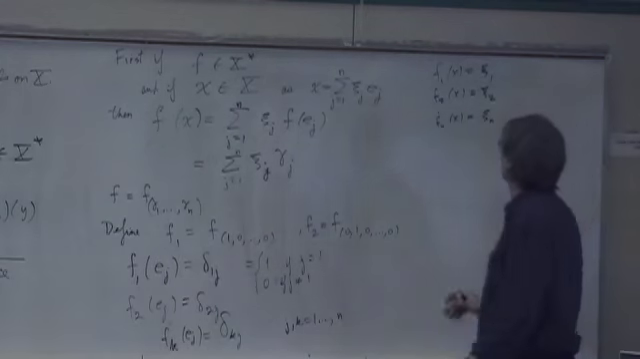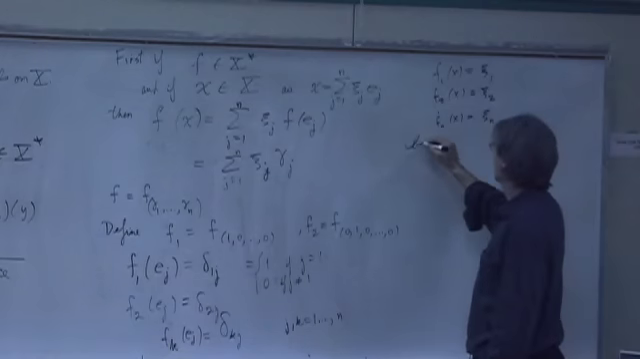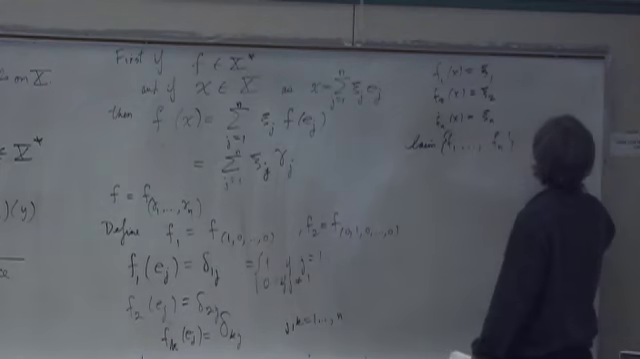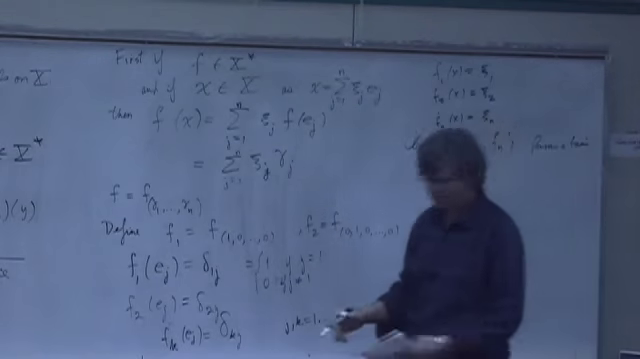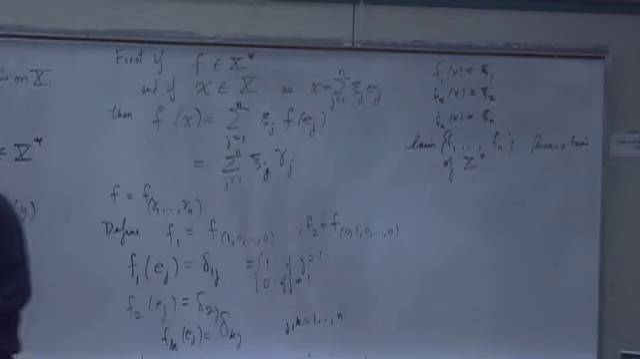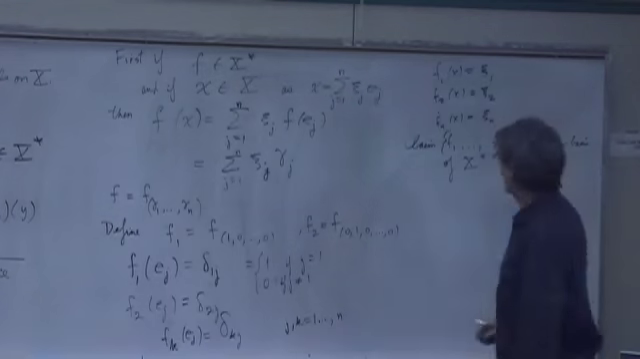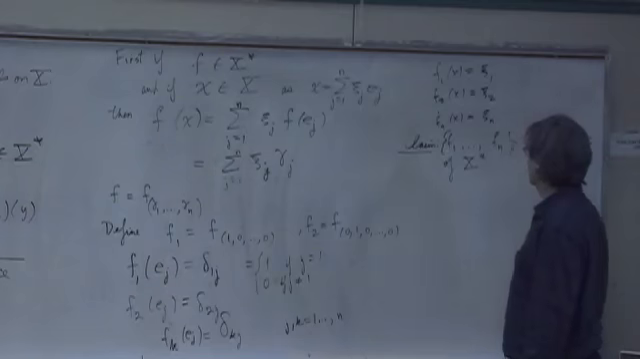Claim: these n linear functionals form a basis of x star, the algebraic dual. So in that case, we'll have the dimension of x star is equal to the dimension of x. Let's see that. That's easy to prove, I think.